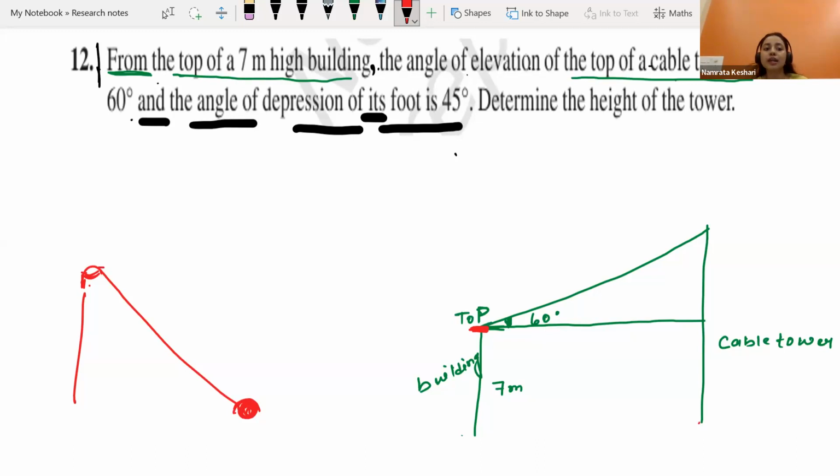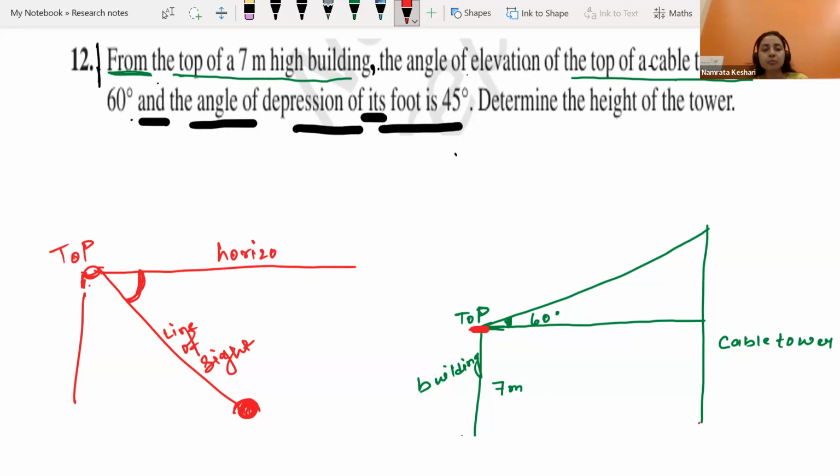From where horizontal line? Through this top only. Or if we take the example of a person, then through the eyes of the person we have to draw the horizontal line. This is the angle of depression. This is the line of sight, and this is the horizontal line. This way we always get the angle of depression.